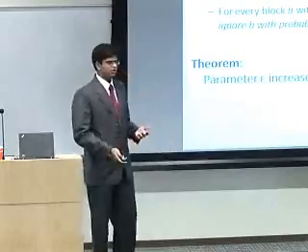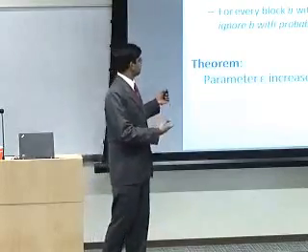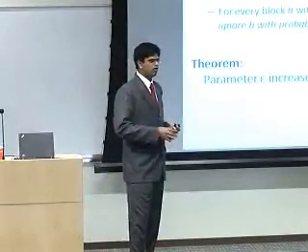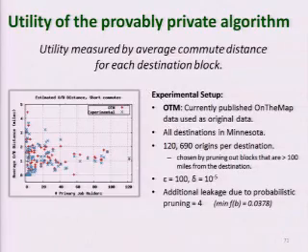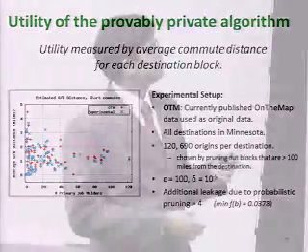How do they do with respect to utility? We actually have some theoretical results on how the output data looks with respect to the input data, how the counts, we actually show that they're bounded by strict ratios. But rather than showing that, I'm going to show you some experimental graphs. So in these experiments, utility is measured by the average commute distance for each destination block, and we compared this metric for the original and the synthetic data.